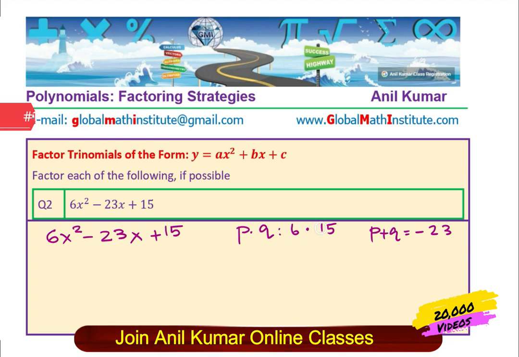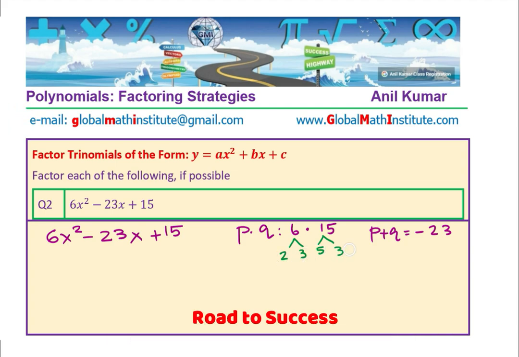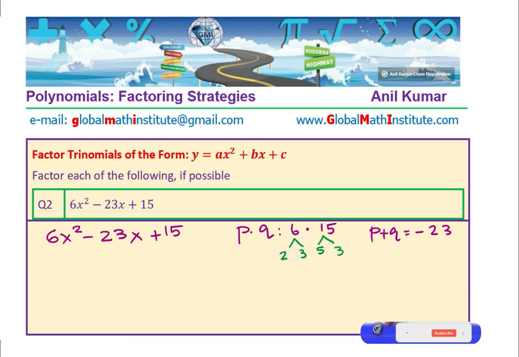So 90, how do you get 90? Now, that is sometimes very challenging. So what you could do is, you could split this into smaller factors. For example, 6 is 2 times 3 and 15 is 5 times 3. And then you can look for combinations here, which could give you sum of 23. Both have to be negative, right? Only then you get sum of 23.